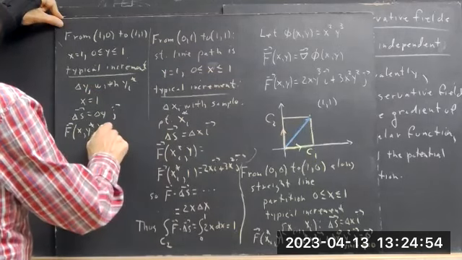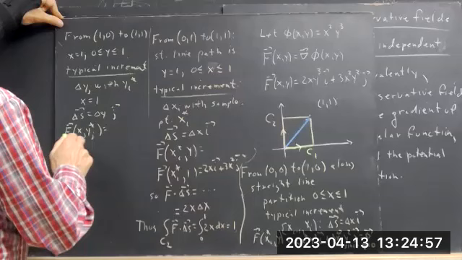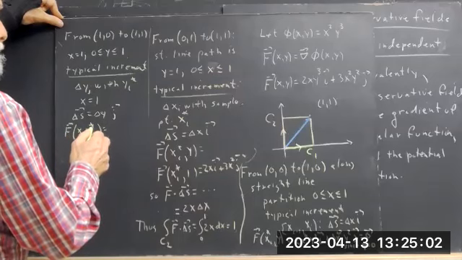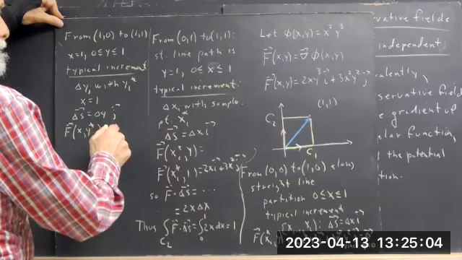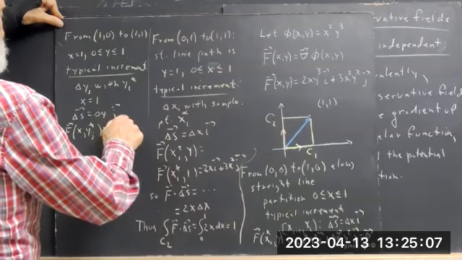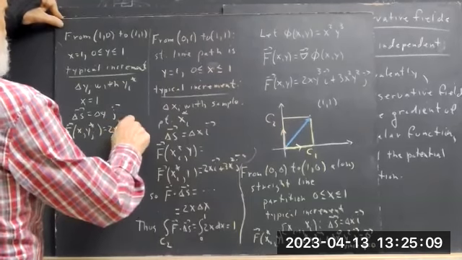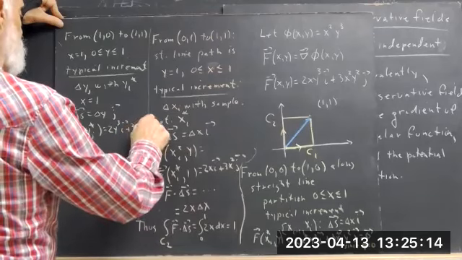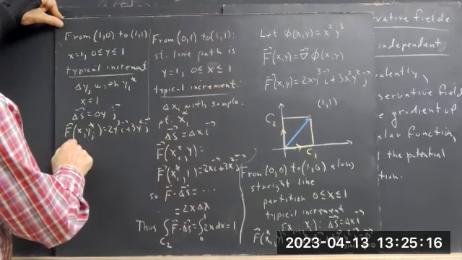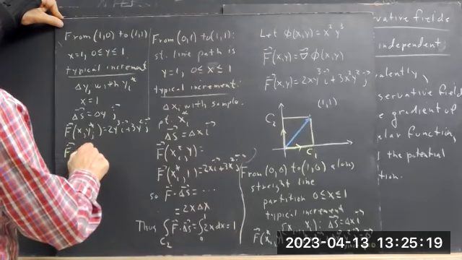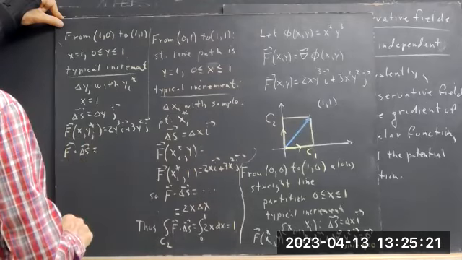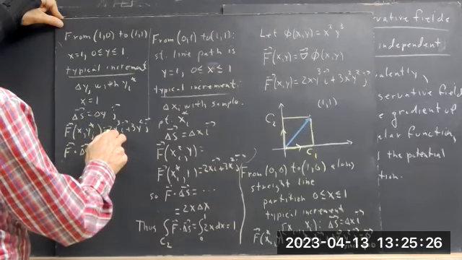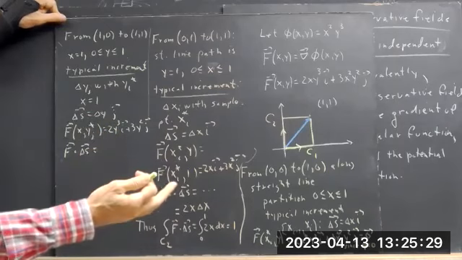That has nothing to do with this path. F of x, y is 2y cubed i plus 3y squared j. F dot delta s is just 2y squared i. There's no i component here.